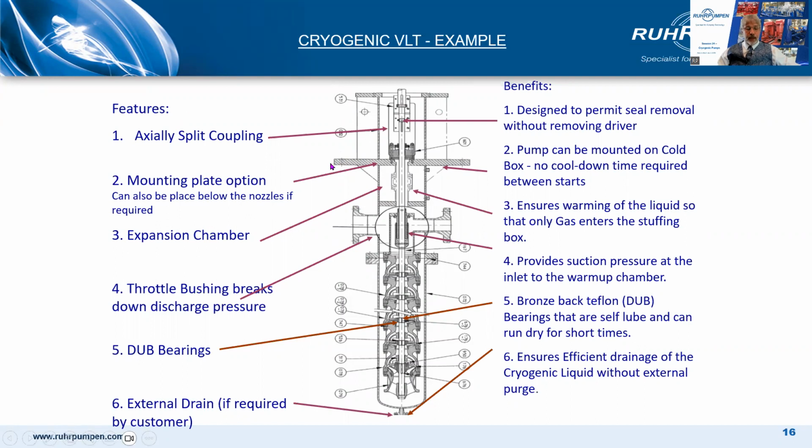The mounting plate can be here for a cold box design, or more commonly here below the nozzle head. Expansion or warm-up chamber. This ensures you get ambient temperature fluid at the seal. You'll see that better in the next slide. And here you see a throttle bushing to break down the pressure, which is at full discharge pressure here, down to suction pressure at this stage here.